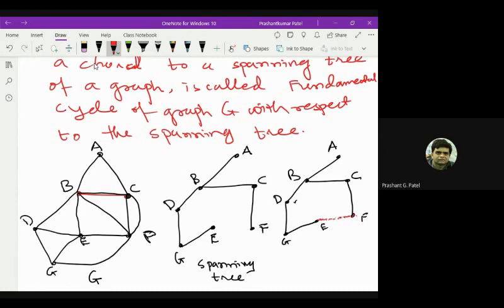Now, what is the fundamental circuit? You have E, G, D, B, C, F, and again E. You will come back. This is known as a fundamental cycle.